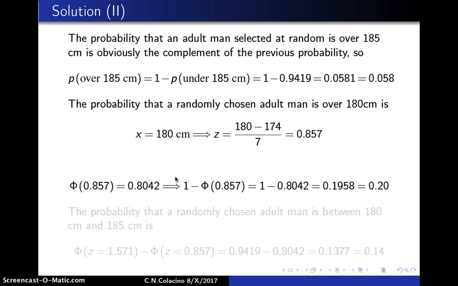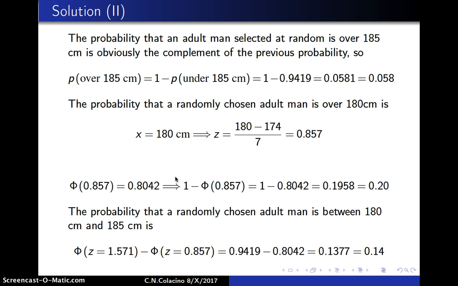So 1 minus phi of 0.857 is 1 minus 0.8042 equals 0.1958, which can be approximated to two significant figures as 0.20.